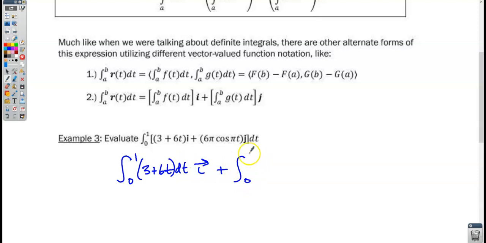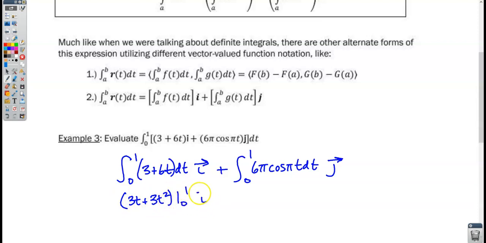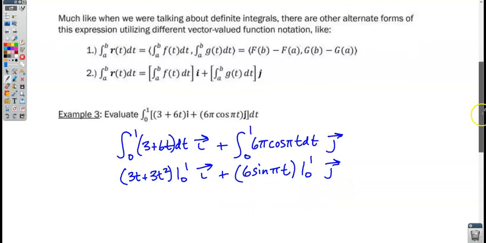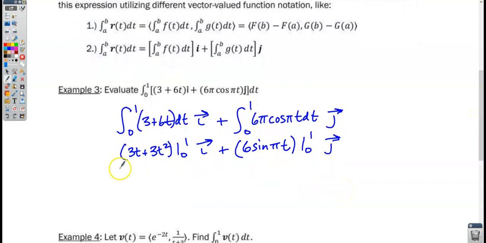And we're going to take the integral from 0 to 1 of 6 pi cosine of pi t dt and multiply that times the standard unit vector. And so now we want to take the antiderivative here. It's 3t plus 3t squared. There. And the antiderivative here is, let's see, that's going to be 6 sine of pi t. And then we're going to evaluate those at the limits of integration.